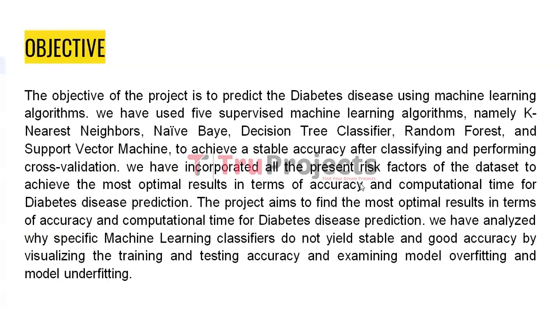The objective of this project is to discover the most optimal approach, achieving both higher accuracy in predicting diabetes and minimizing computational time for more efficient and reliable disease prediction. Various machine learning techniques like K-nearest neighbor, Naive-Bayes, Decision Tree, Random Forest, and SVM are used to achieve stable classification accuracy and perform cross-validation. Here, our project estimates and compares the accuracy and computational time for diabetes disease prediction.